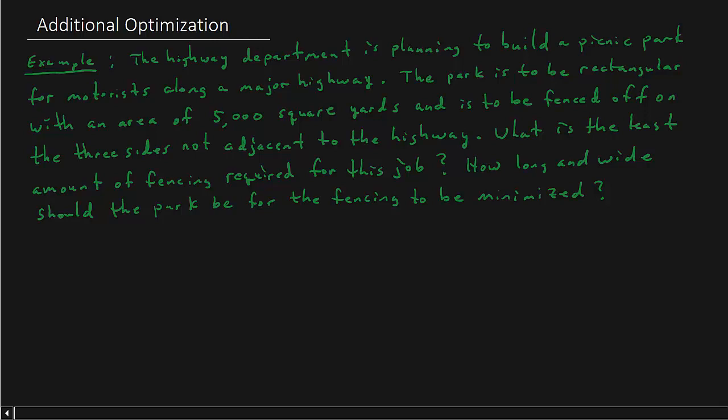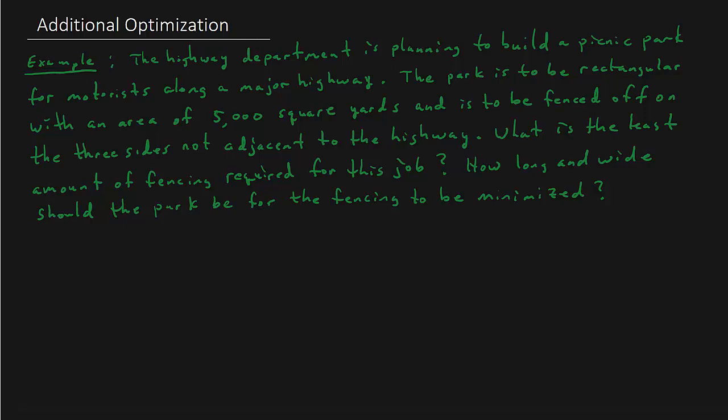It says the highway department is planning to build a picnic park for motorists along a major highway. The park is to be rectangular with an area of 5,000 square yards and is to be fenced off on the three sides not adjacent to the highway. What is the least amount of fencing required for this job? How long and wide should the park be for the fencing to be minimized?